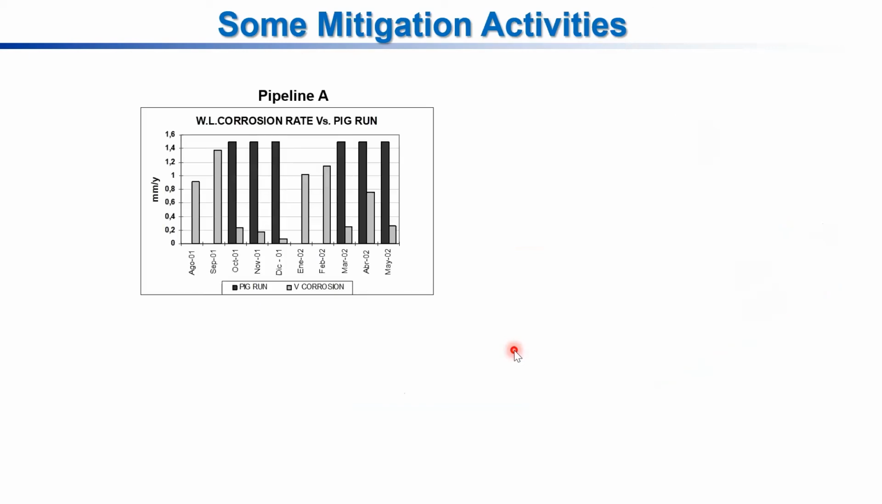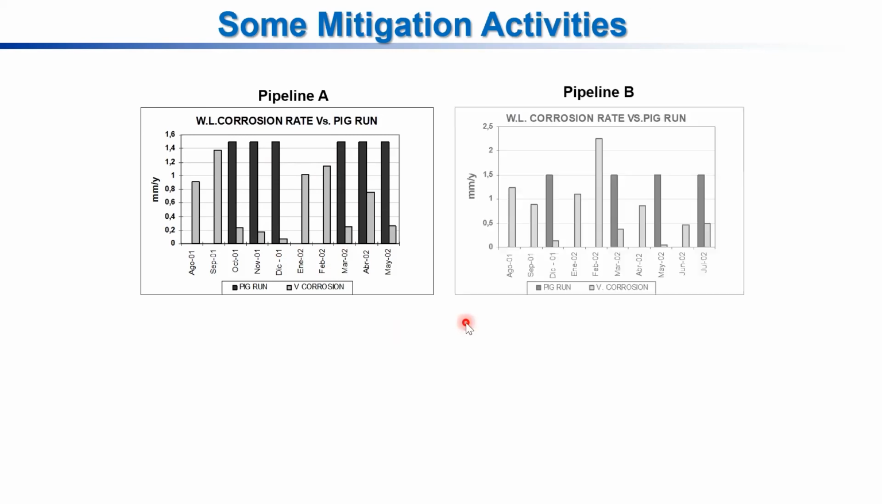I'm going to give you a true example here. This is pipeline A. Here we have corrosion rates as high as 1.4 millimeters per year. These dark bars are pigging. So I pigged, corrosion rate went down. I pigged, corrosion rate down. Pigging, cleaning pigs, corrosion rate down. No pigging here, corrosion rate back up. Pigging, down. Pigging, down. Another system, pipeline B.